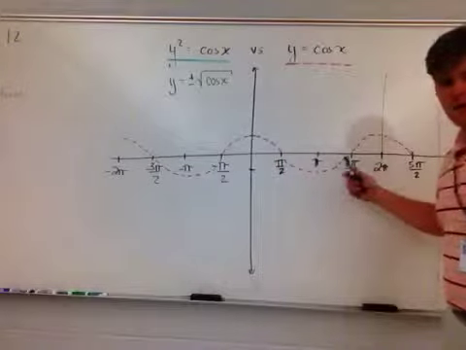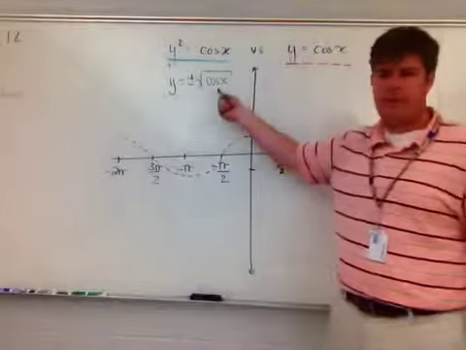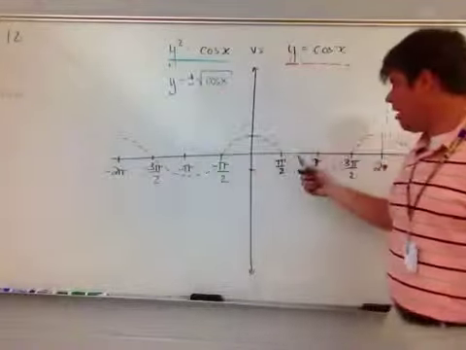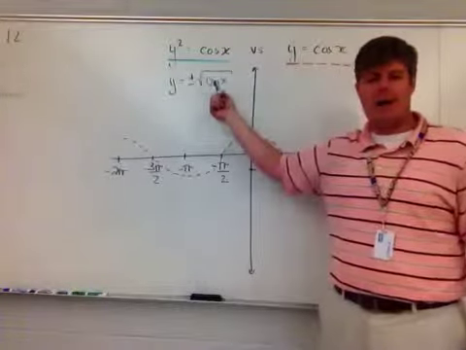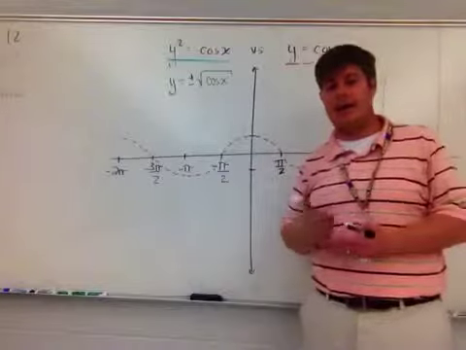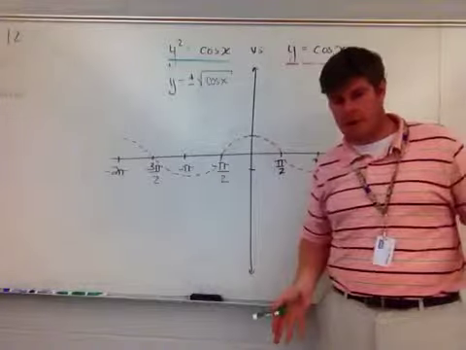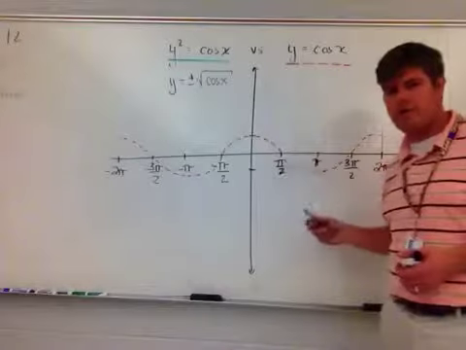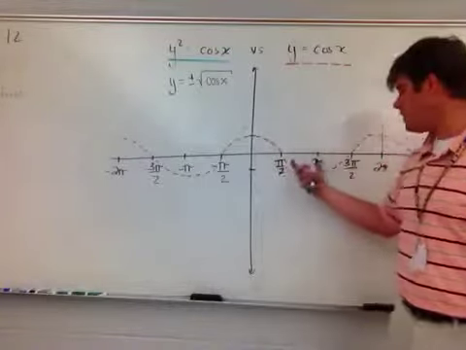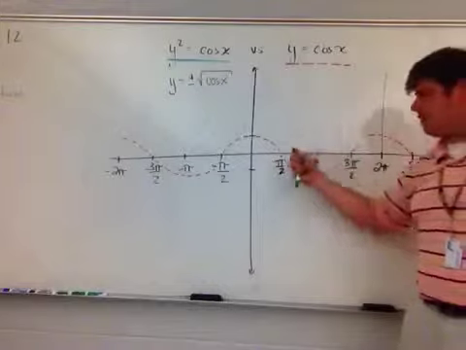and 3 pi over 2, I cannot input into this function, because if I take the cosine of any value between pi over 2 and 3 pi over 2, I'm going to have a negative number. And I can't take a negative value and take the square root of that. So therefore, these values on my graph are all going to be undefined. So therefore, I'm going to be skipping over these values.